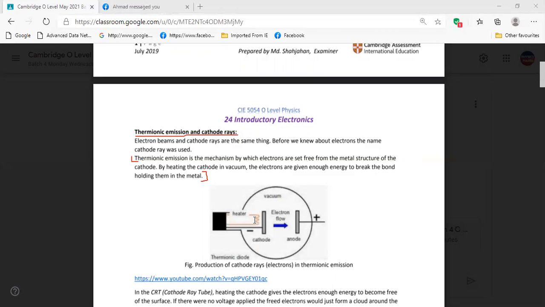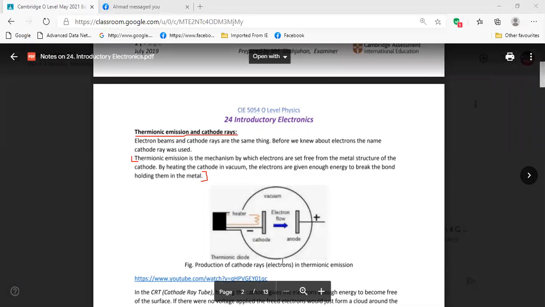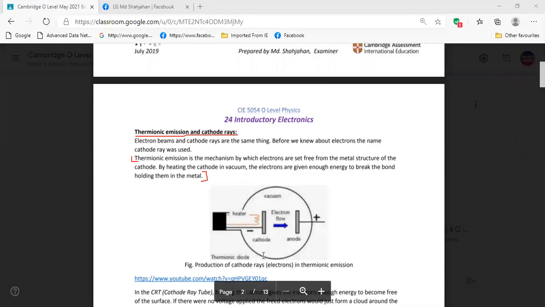And from here we are having electron flow. We have anode with high voltage and vacuum inside this tube, glass tube. We have vacuum inside.